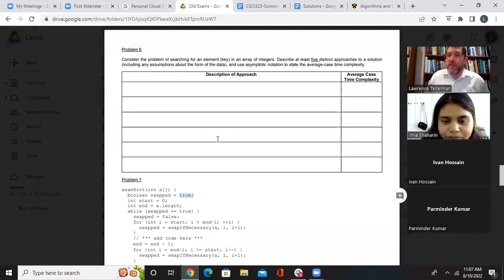Okay, how does it compare to CLRS? That's a good question. Can we do that on the exam? What, you mean cheat sheet? No.